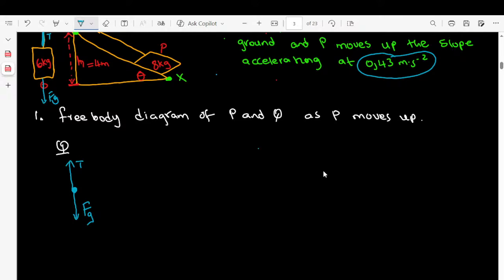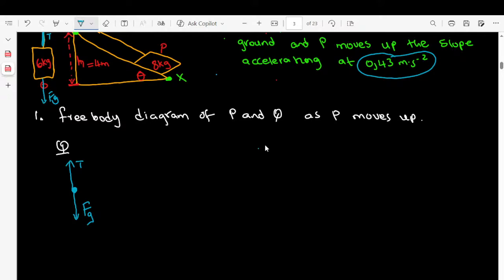Yes, thank you. That's correct, thank you. Thank you very much. That is very correct. Okay, so now this is the free body diagram for Q.